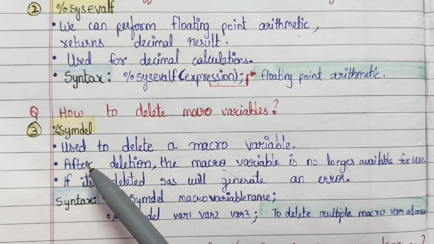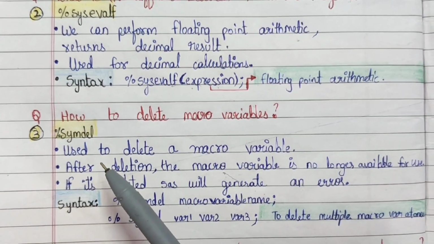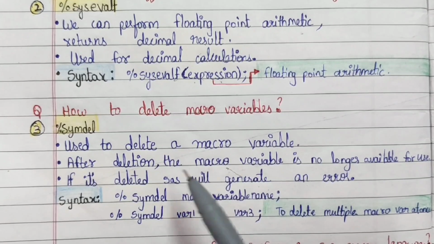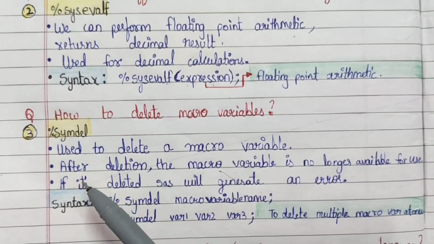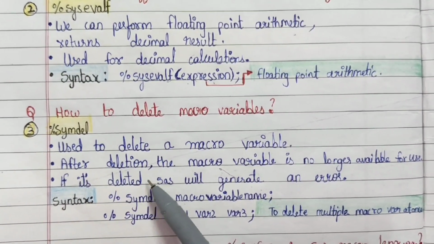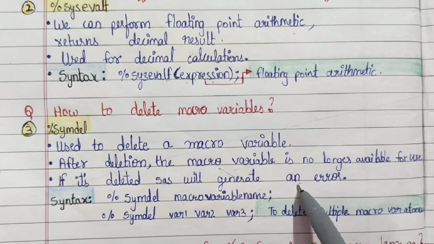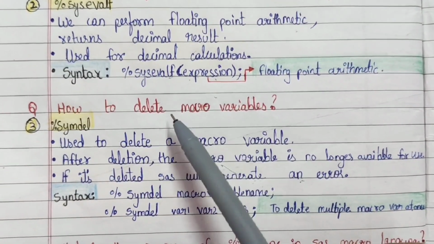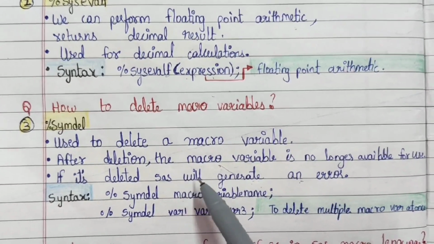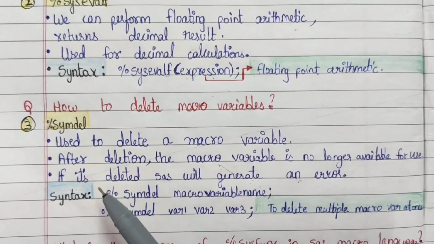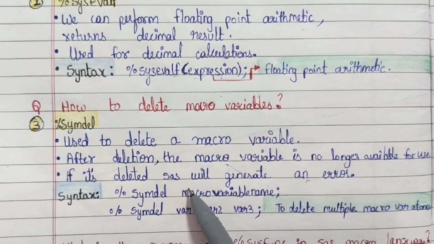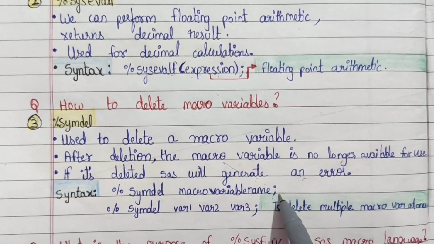In an interview they might ask what it will display in the log window after deletion. The macro variable is no longer available for use. If the macro variable is deleted, SAS will generate an error. And you can see the syntax here: %SYMDEL, macro variable name, semicolon.